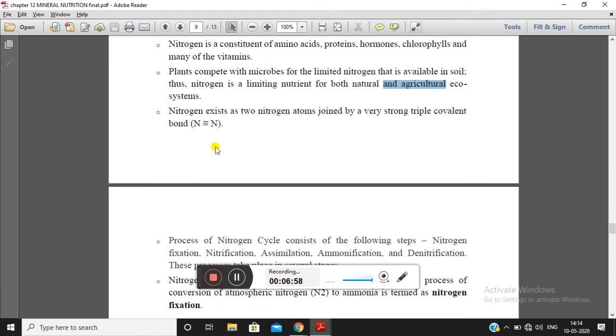Now nitrogen exists in the form of two nitrogen atoms which are joined together by a triple covalent bond, that is N triple bond N. Also it is known as N2. So in the atmosphere it is available in the form of N2.